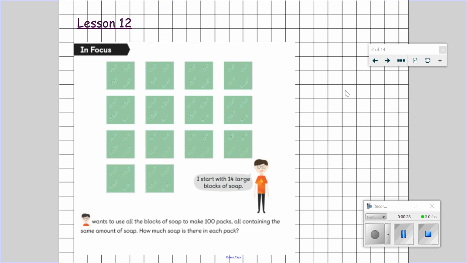So here is our In Focus, and here we have Charles. He has 14 blocks of soap, and he wants to use all the blocks to make 100 packs, all containing the same amount of soap. How much soap is there in each pack? How can Charles do this? What could he do to the blocks? What did we learn last time when we were dividing by 10 that might help us?